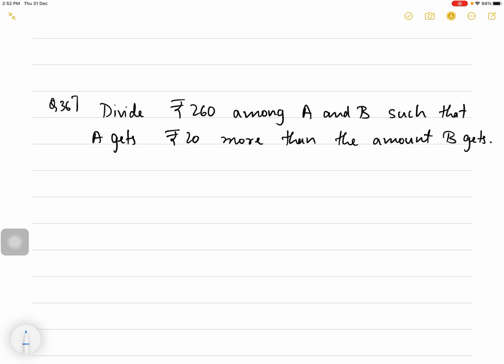Divide rupees 260 among A and B such that A gets rupees 20 more than the amount B gets. Okay, let us solve this question. So let us assume that B gets X. So therefore A will get X plus 20, right? And together it would be 260, right? So yeah, let's start solving.